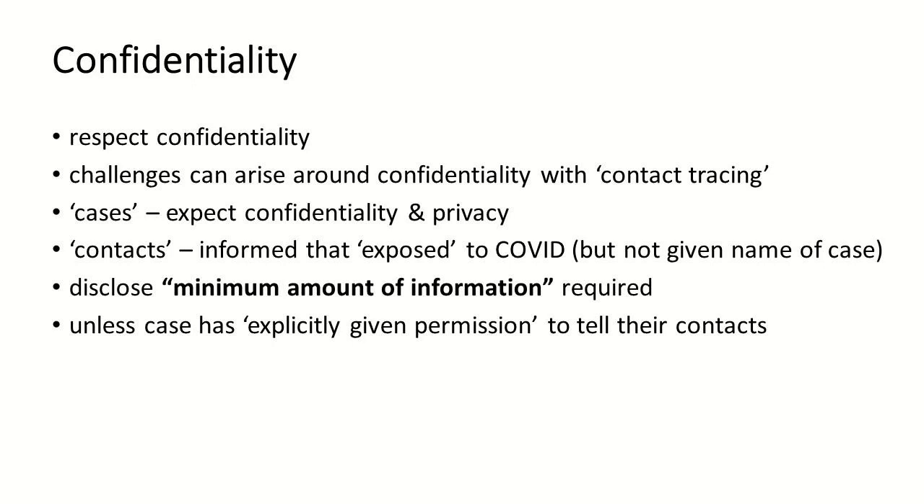Basically, cases have a right to expect confidentiality and privacy. But when you approach the contacts and inform them that they've been exposed to COVID, you won't necessarily be able to tell them who gave the contact name to them. So it's important to disclose only the minimum amount of information that's required for contact tracing to contacts, unless the case has explicitly given permission to tell their contacts, and that will often be the situation.